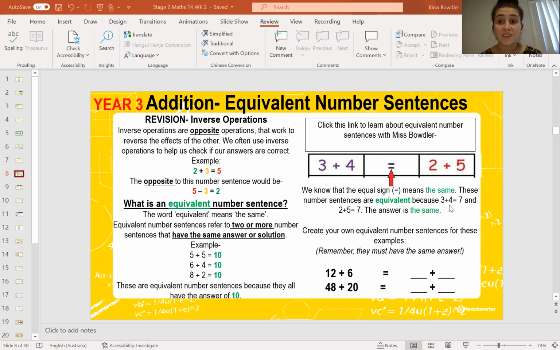Now, there are more things that equal 10 that you could add in. You could do 9 plus 1. You could do 7 plus 3. So there are lots of different open-ended ways you could answer this. There's not just one right answer.